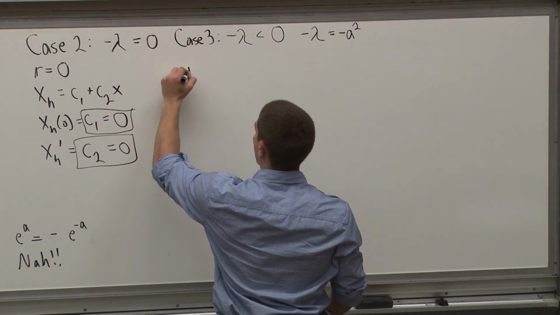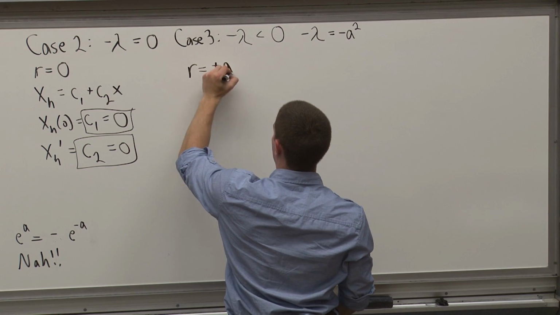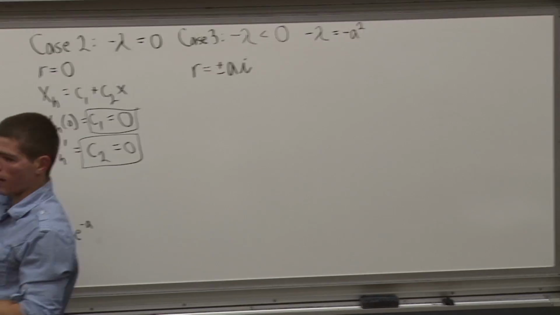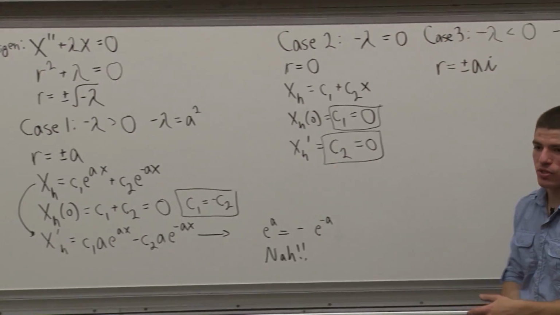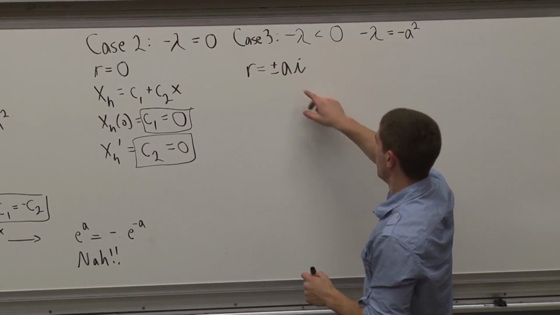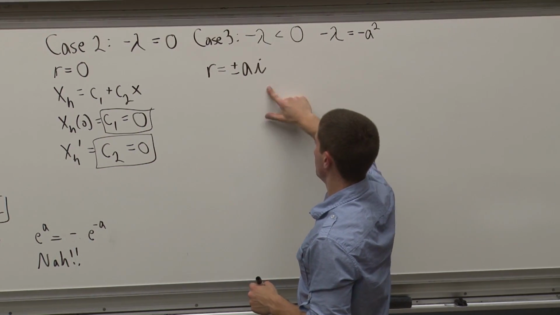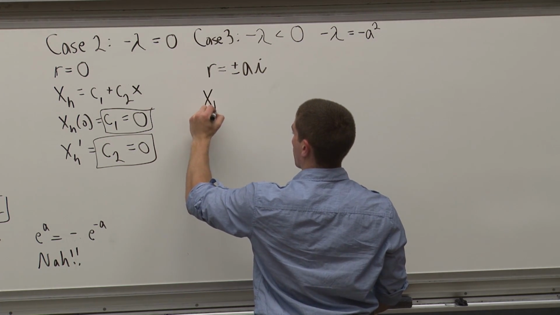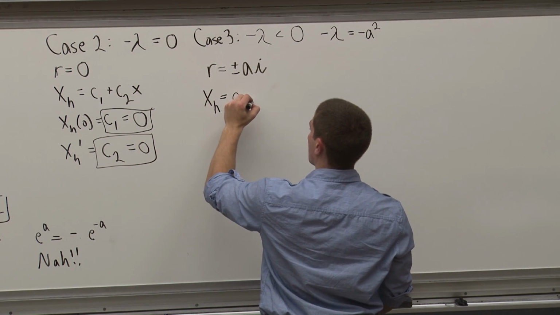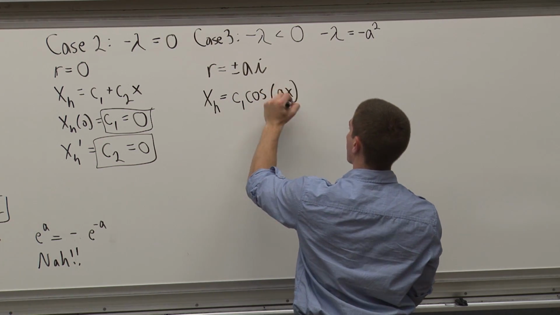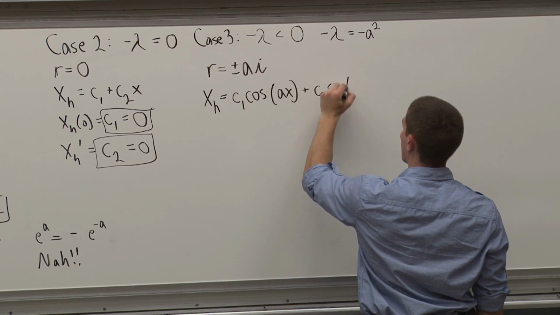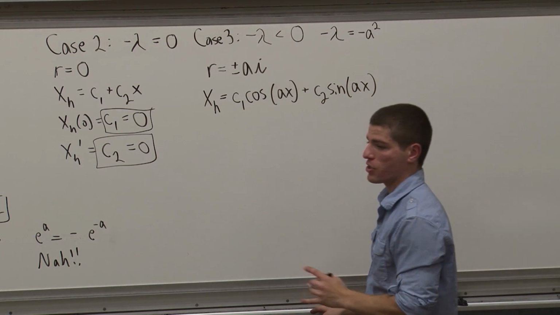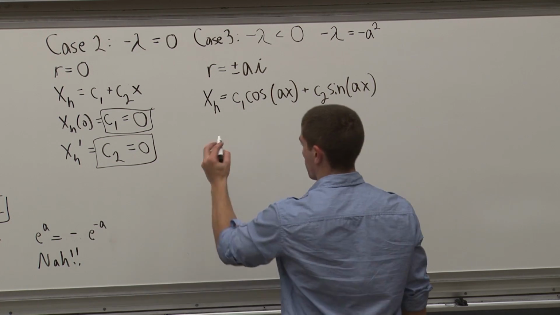Okay, so negative lambda equals all that. Now we have r. We just cut right to the chase: r is going to equal plus or minus ai, because you plug this negative a squared in here, and since it's a complex root, you get plus or minus ai. All right, that's good. Now with plus or minus ai, we know what the homogeneous solution looks like: x homogeneous equals c1 cosine of ax plus c2 sine of ax.